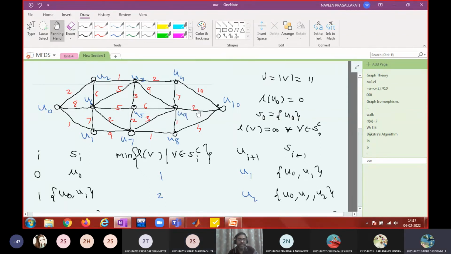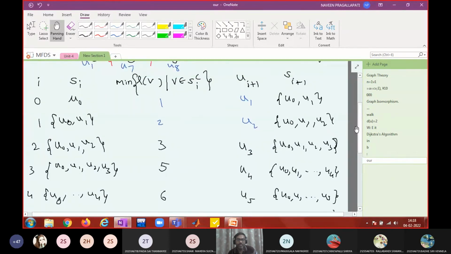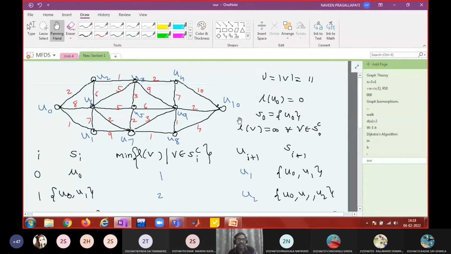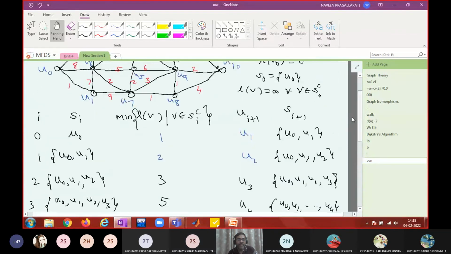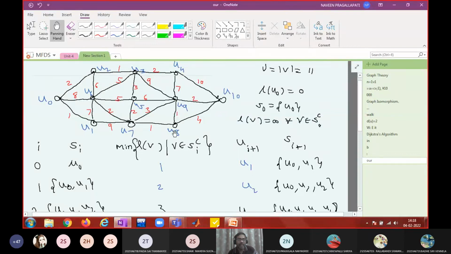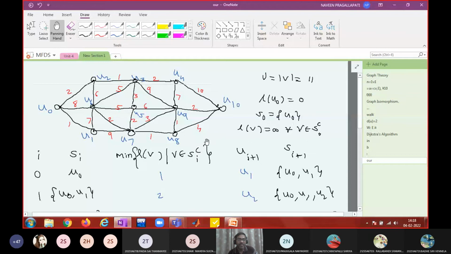So what is U9? See, I have to compare. I have to add these. See, this may be 10, but if this edge length is less, then that sum may be lesser. No, I have to see what is L of U4. What is L of U4? 5. 5 plus 10 is 15. What is L of U9? 10. 10 plus 2 is 12. And what is L of U8? 9. 9 plus 4 is 13.